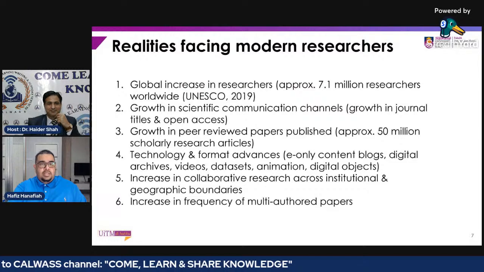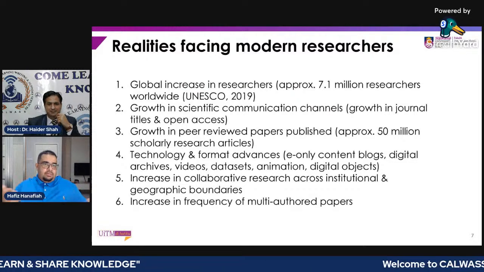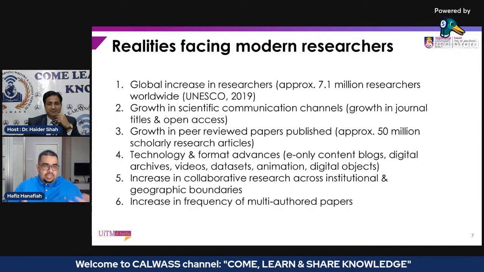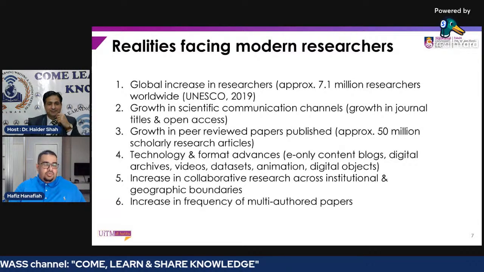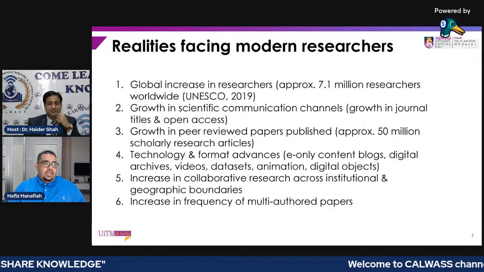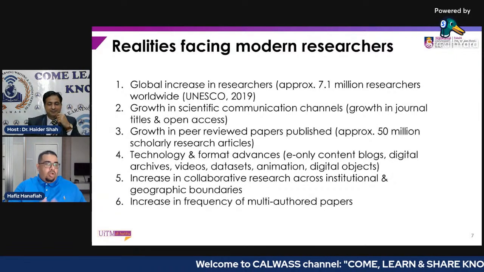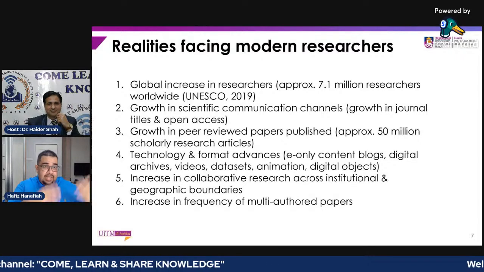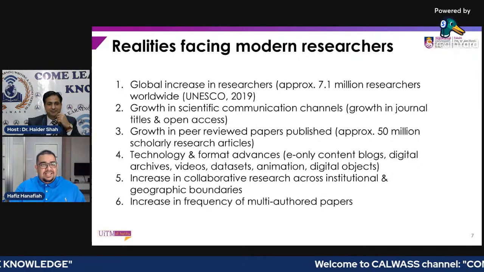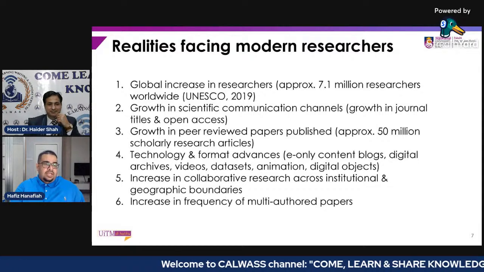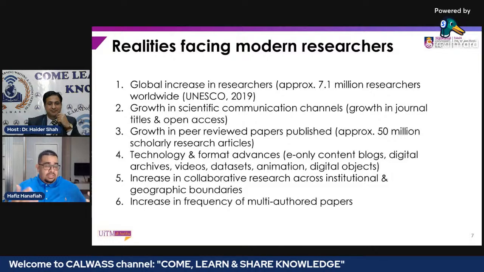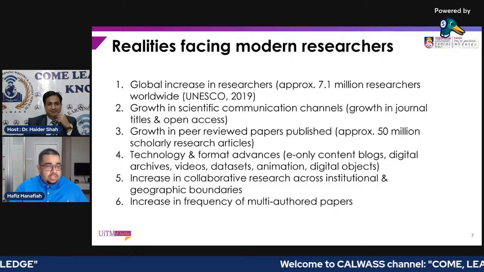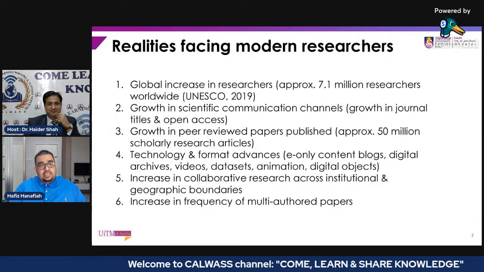Going forward, these are the realities facing modern researchers. There's a global increase in researchers. If you are in tourism, you should know researchers such as Abraham Pizam. You should know researchers such as Robert Gunn and Alistair Morrison. These are all top researchers, and the reason they were quite popular is because there were limited numbers of tourism researchers at that point in time. But nowadays, there are a lot of young, new tourism researchers. The reason is that developed countries, second world countries and third world countries are spending more money on education, and therefore they want to start developing new scholars within that particular area, and this has caused an influx in the number of researchers.